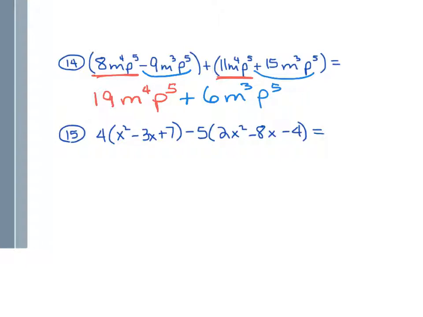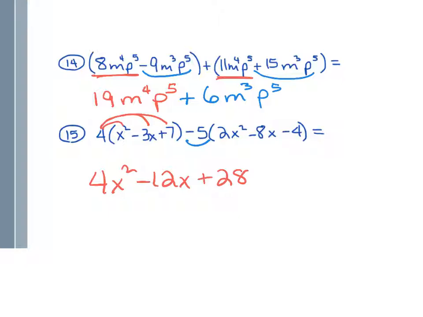Now, the next one's a little bit more complicated. Notice there are some constants outside of my polynomials. I need to distribute that 4 into the first polynomial, and then I need to distribute, and I'm going to treat this as a -5 that I'm going to distribute. So I'll go ahead and do the first one. I'm going to simplify by distributing a 4 to the x, to the -3, and to the 7. So this becomes 4x squared minus 12x plus 28.